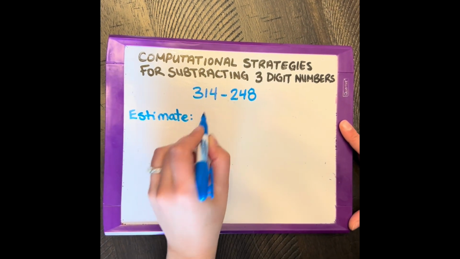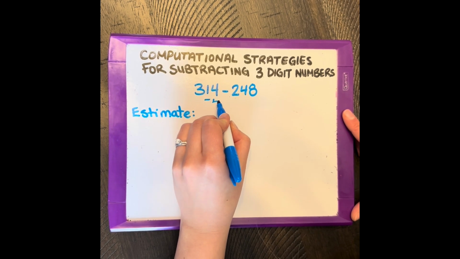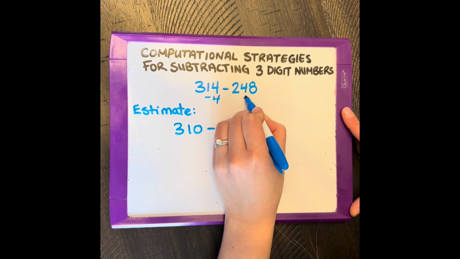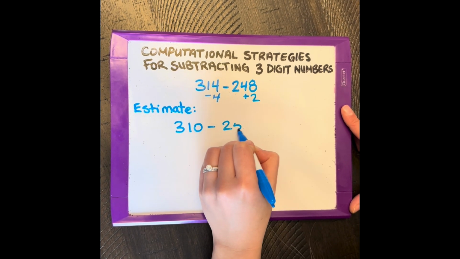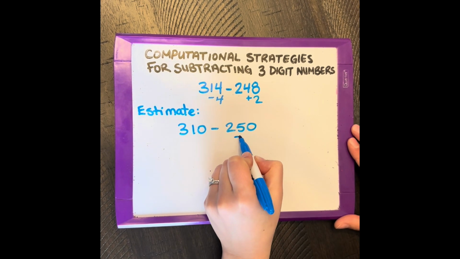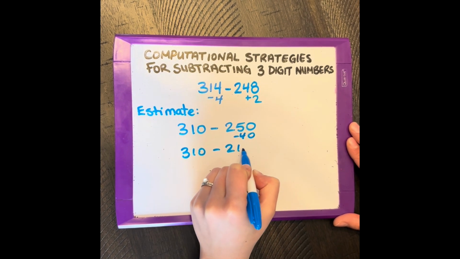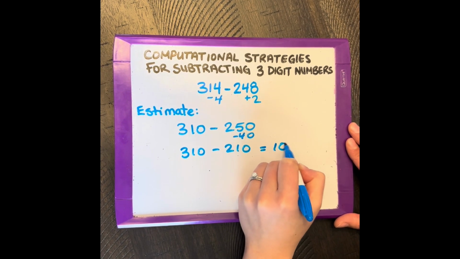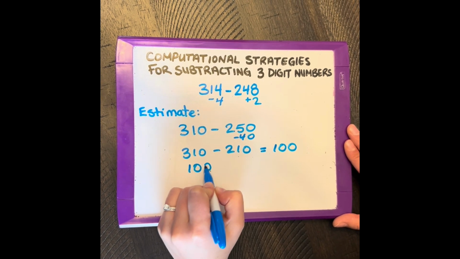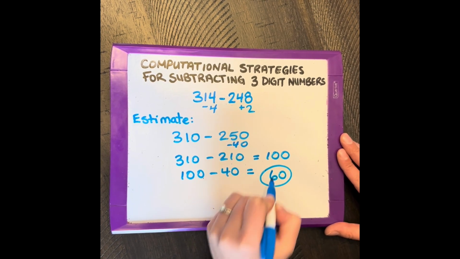So to solve for an estimate, we're going to use the friendly number method. Up here at 314, we are going to subtract 4, leaving us with 310. And on the other side, we are going to add 2, giving us 250. We're on the right track for friendly number. However, I would like to remove 40 from this side, which would leave us with 310 subtract 210. This equals 100. Now we can go ahead and subtract this extra 40 that we removed. So 100 minus 40 gives us an estimate of 60 to get started with.